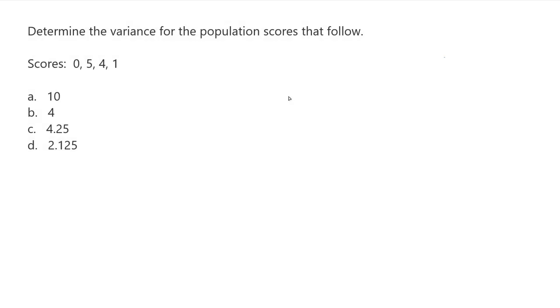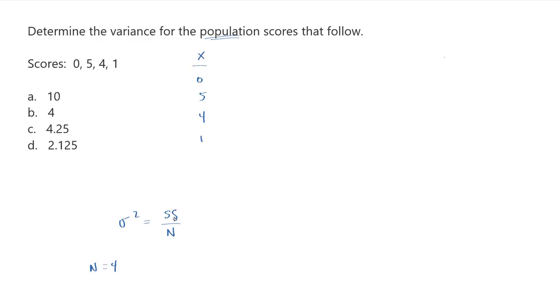Determine the variance for the population scores that follow. So my scores are 0, 5, 4, and 1. And we're going to be finding a variance for population. So population variance is equal to the sum of squares over n. Now we know that n is simply the number of scores, so I have 4 scores.